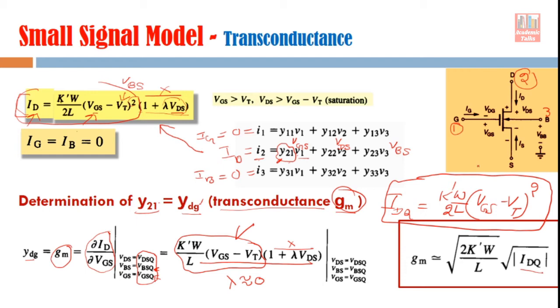If you take the square root of this, this power 2 will cancel. So the square root of this into this part, what will you get? You will get exactly the same thing. So the transconductance is sometimes written like this, or even if it is written like this, it is the same thing, no problem, right? So that way we are able to find out the value of Y21. Y21 is actually your YDG, and that is transconductance, and that is Gm, right?